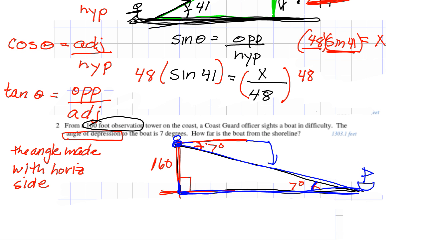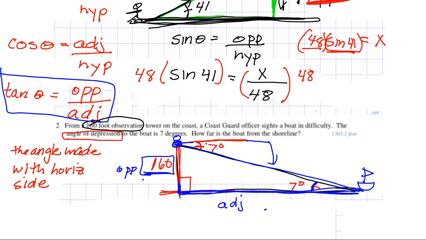So if this is the angle we're talking about, the 7-degree angle, the 160-foot side is the side opposite. And the distance from the foot of the tower to the boat is the side adjacent to the angle. So this time we know the angle, we know the length of the side opposite, we want to find the length of the side adjacent, so that takes us to the tangent formula. The tangent of an angle is equal to the length of the side opposite divided by the length of the side adjacent. So let's write that up.